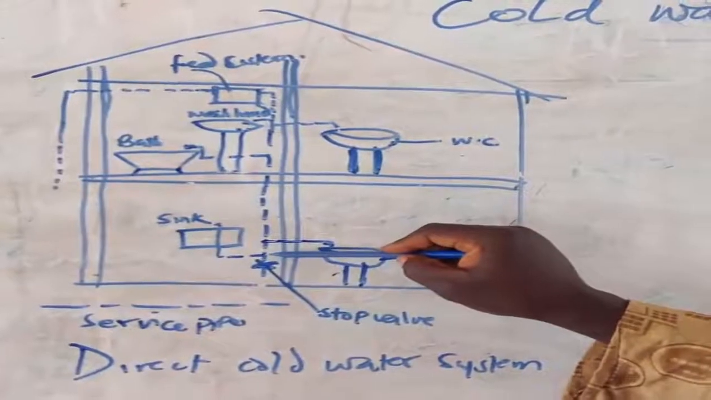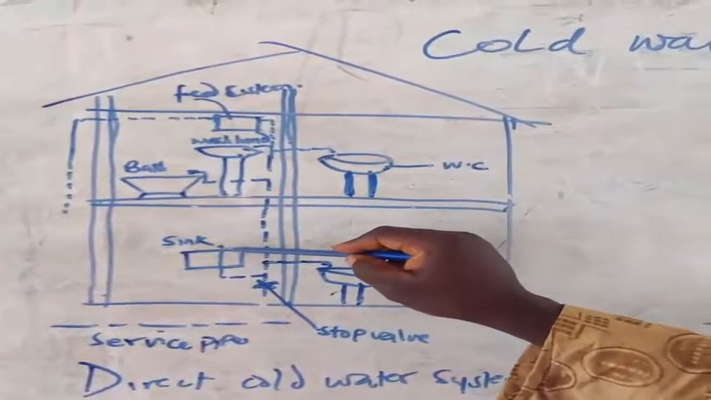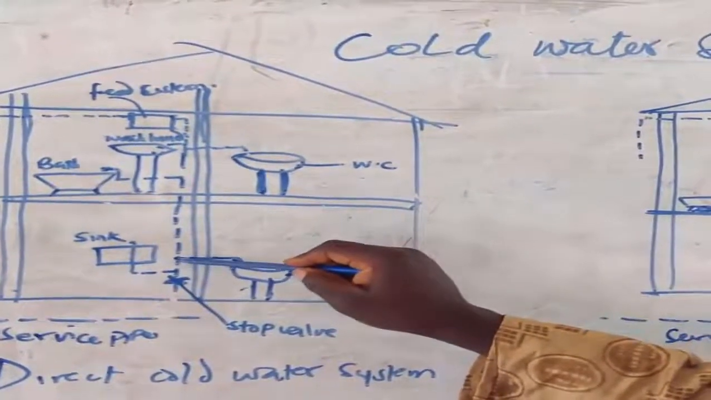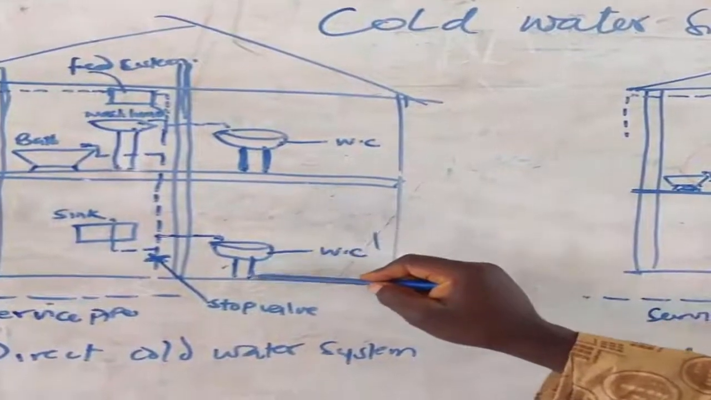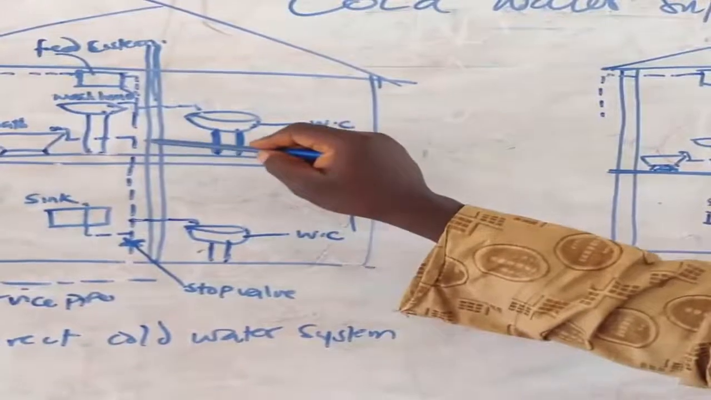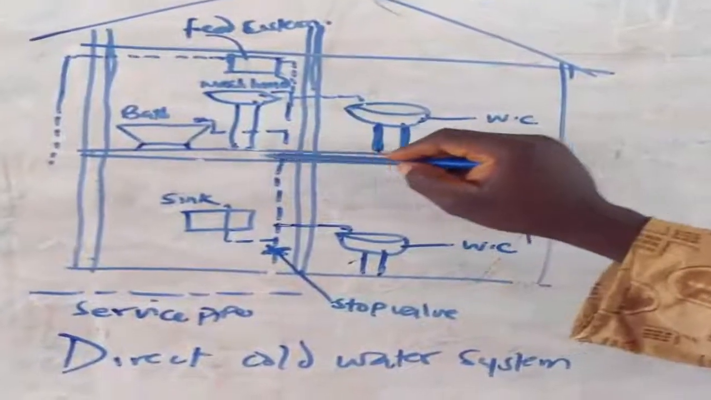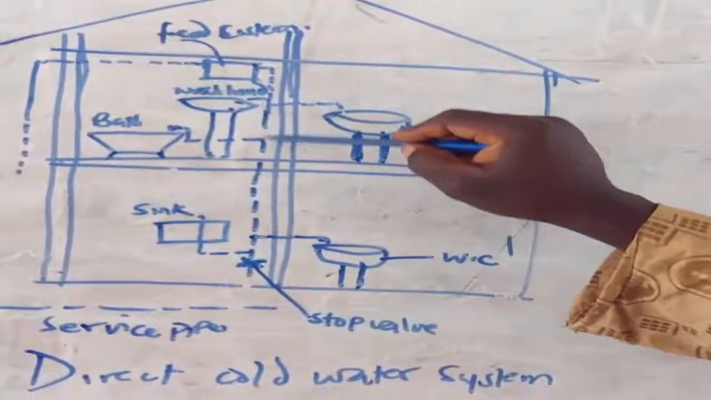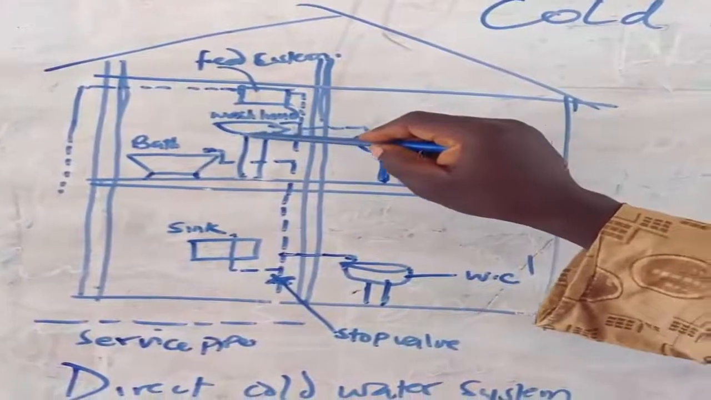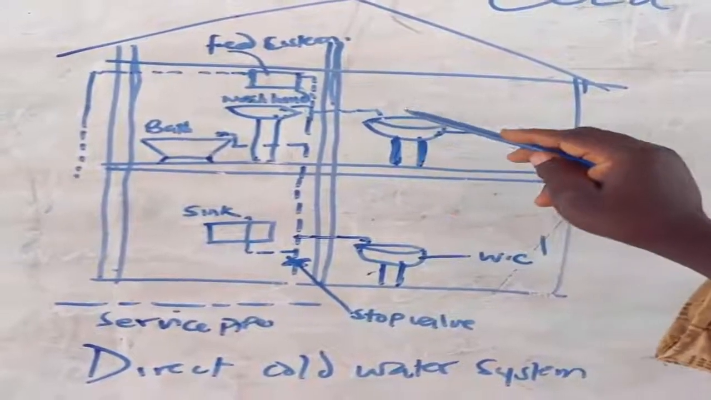When it goes here, the water takes off from here and supplies the sink direct. The water pipe continues here, it distributes and supplies the WC here direct. It goes up here and supplies this bath direct. The pipe also takes off here, goes up and takes off here to supply the wash hand basin direct.